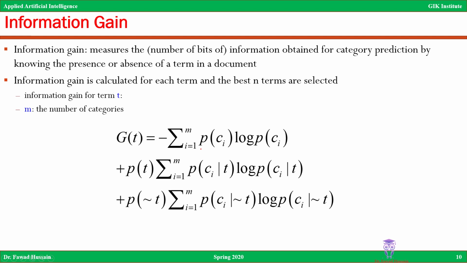T is the term or the word that I want to calculate whether this word is useful or not. G is for the gain, or maybe we can use IG here. And M is the number of classes. Ci is the class. And t is the term. Not t means the term does not occur. So t means the term occurs, and not t means the term does not occur. And these are all probabilities and conditional probabilities. They are the same conditional probabilities that we used in Markov chains, Markov models, and the naive Bayesian classifier. So you can see the same conditional probabilities occurring over and over again in different algorithms and different formulas.